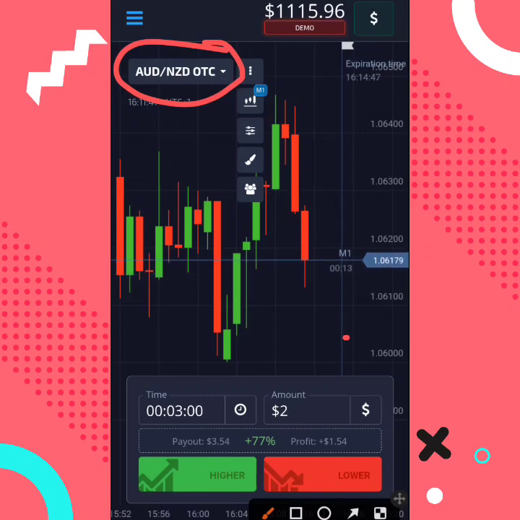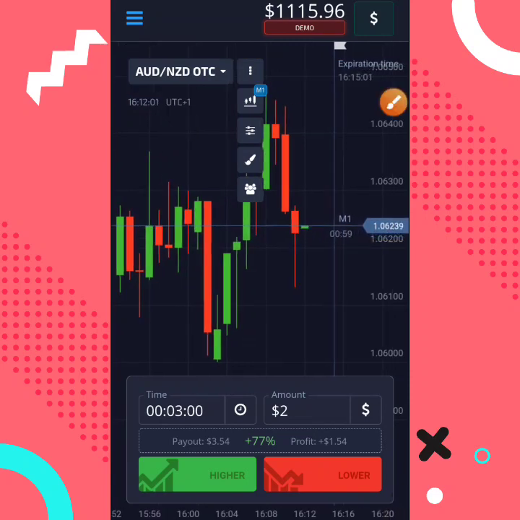Now for those that prefer the real market, you can trade from Monday to Friday, and if you choose to trade on Saturday and Sunday, then you have the OTC market. So it's basically the same thing, just similar. So you can try it out, but I trade mostly on OTC.